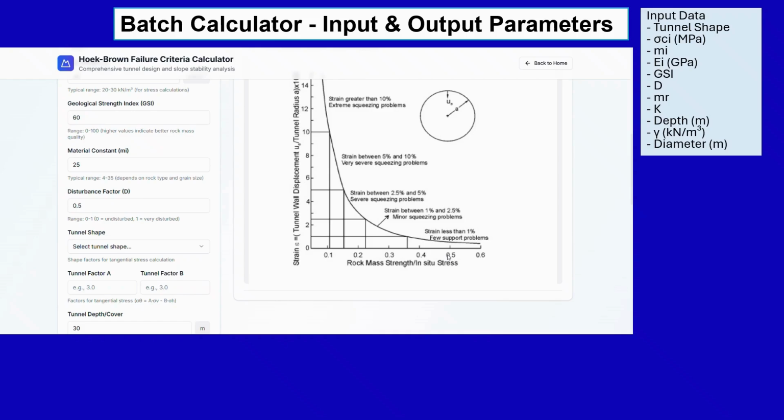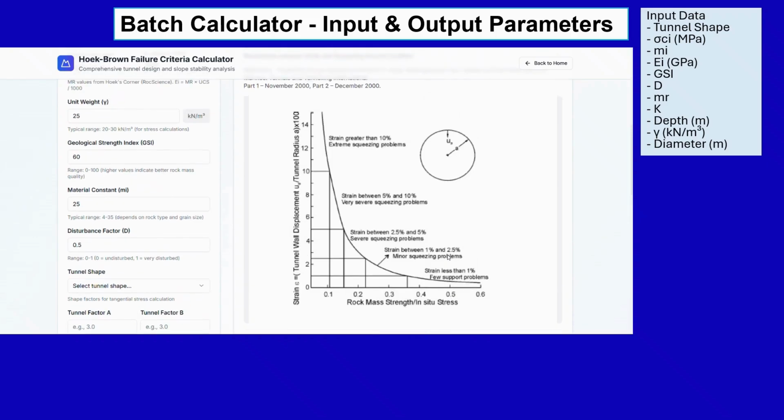In the calculator we have seen that in the first row the strain value is less than 1, so it is showing few support problems, and the second problem is showing that the strain value is between 2.5 and 5%, so it is showing severe squeezing condition. So in this way we can input different problems in the batch calculator and find out different strain values, and accordingly we can consider different squeezing conditions in the rock.